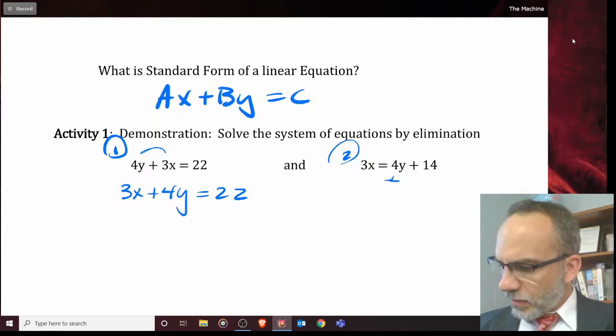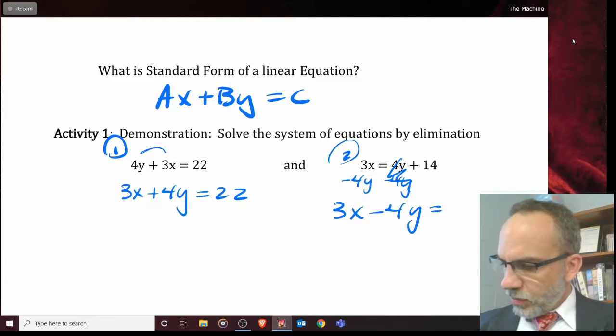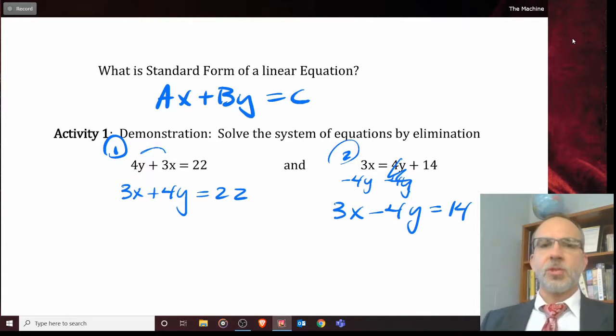I need to subtract 4y from both sides. So minus 4y, this cancels. So now I've got 3x minus 4y is equal to 14. This is equation number 2.